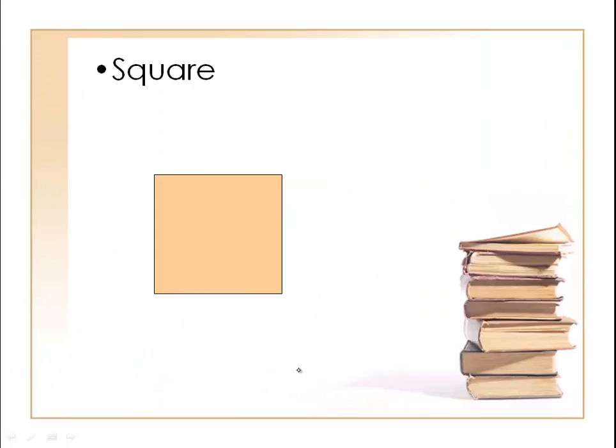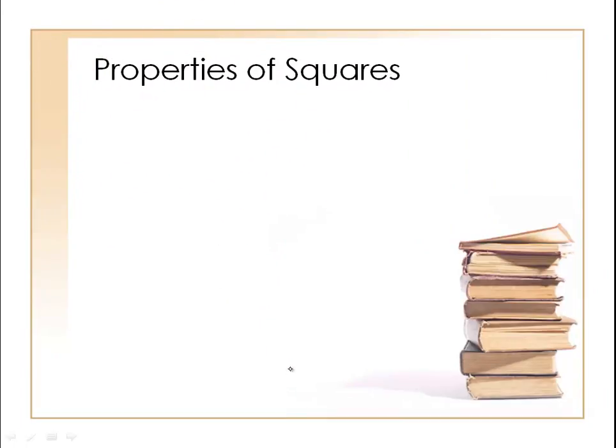The very last piece we have here is the idea of a square. You'll see on your chart that it feeds in from a parallelogram, a rectangle, and a rhombus, which together make up the properties of a square.